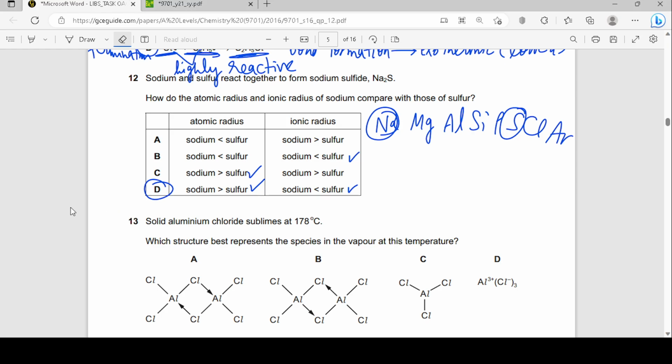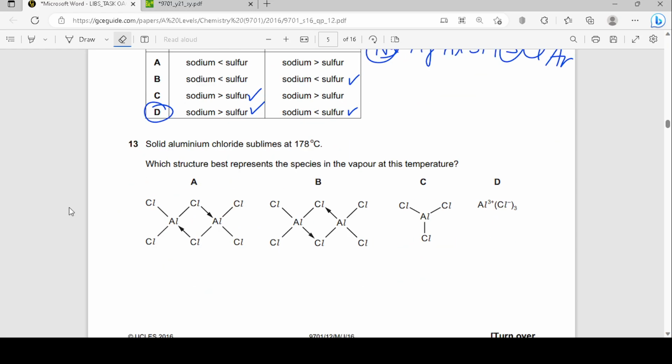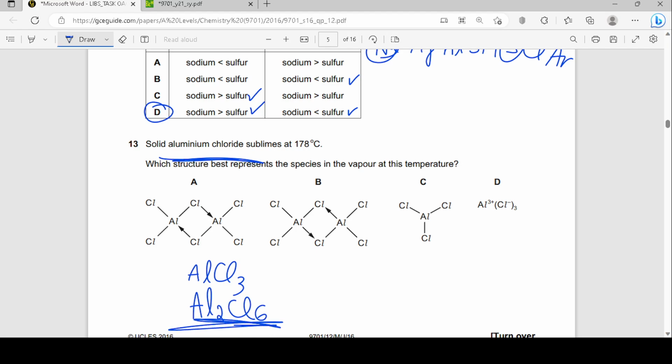All right. So solid aluminum chloride sublimes at 178 degrees Celsius. Which structure best represents the species in the vapor at this temperature? Okay. So aluminum chloride, we would assume that it's either in the form AlCl3 or Al2Cl6. Al2Cl6 is a very stable compound compared to AlCl3, because in AlCl3 the aluminium has an incomplete octet.